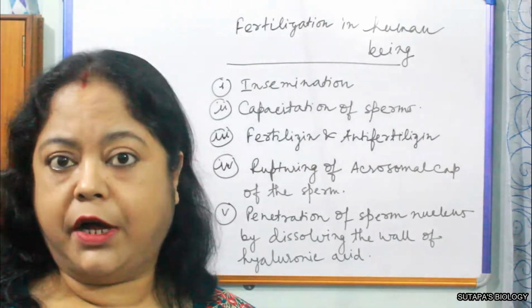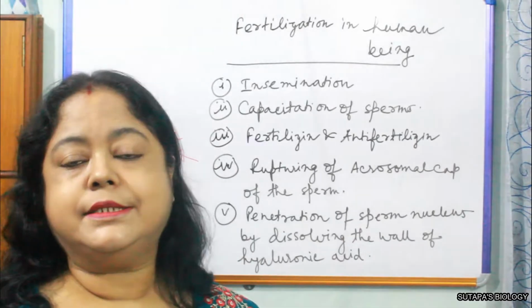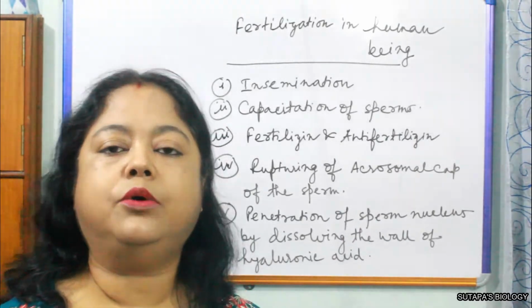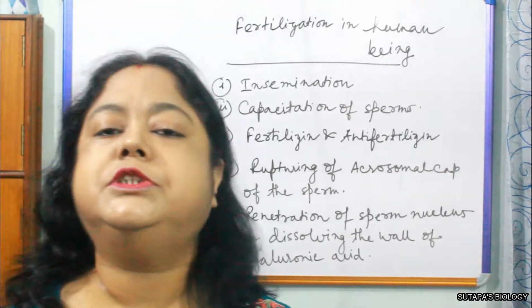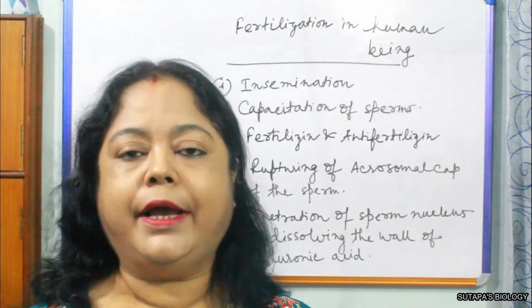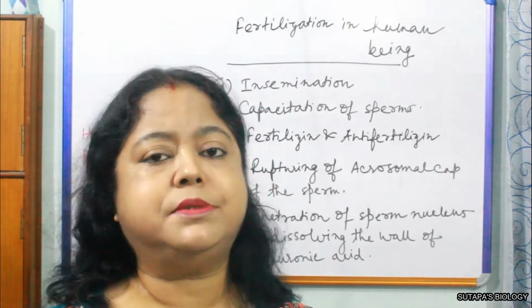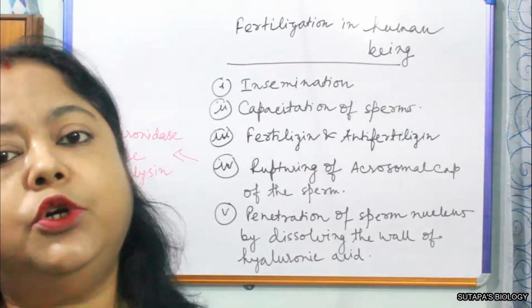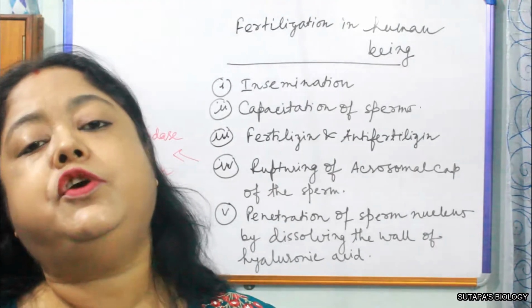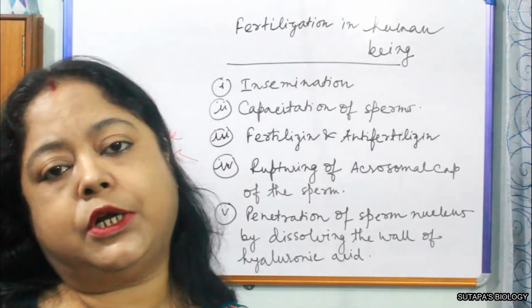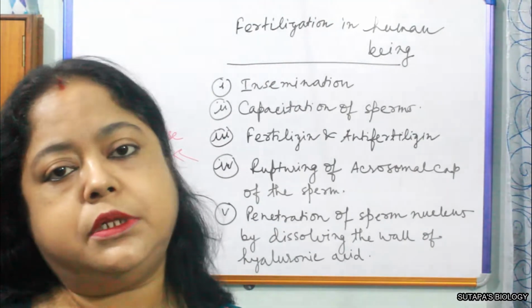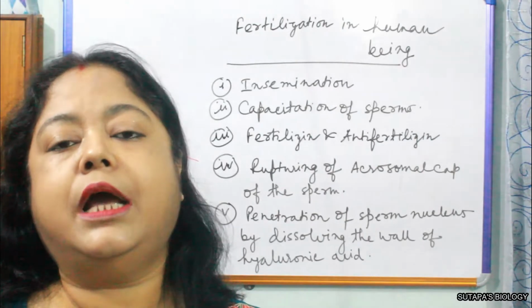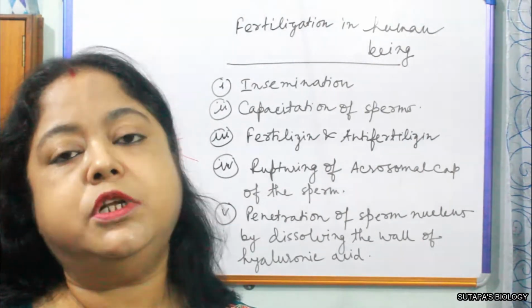Now one thing is that after the entering of one sperm, there is the chance of polyspermy. Why? Because many sperms are there in the queue to enter inside the ooplasm. They will also rupture their acrosomal cap and will try to enter the ooplasm, but that will damage the embryo by polyspermy.